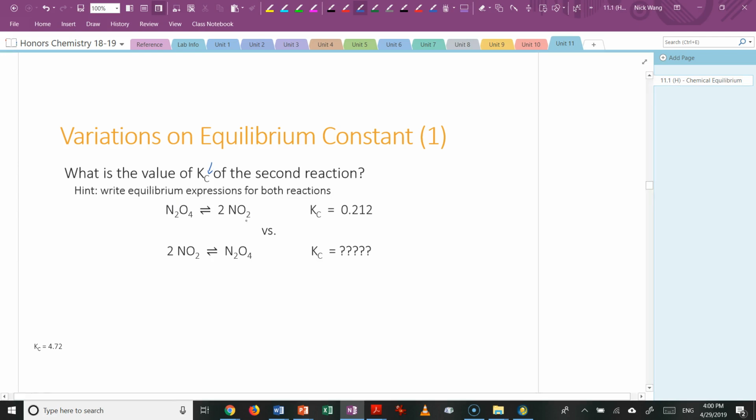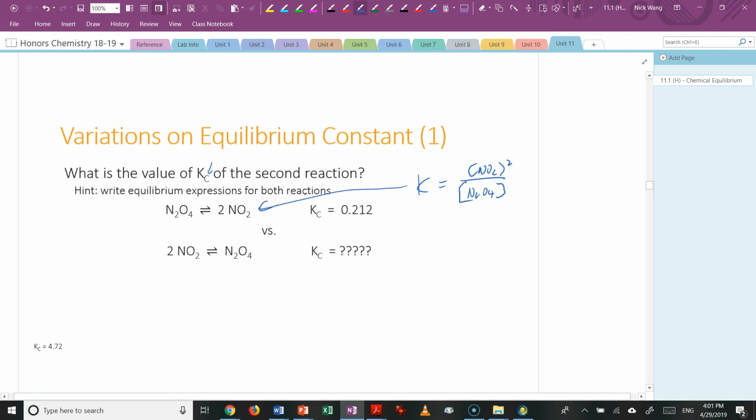First of all, we have this reaction given to us right here. This is what is provided, so the K of that one is going to be equal to NO2 squared over N2O4, right? That's the K for this one, and that's also equal to 0.212.